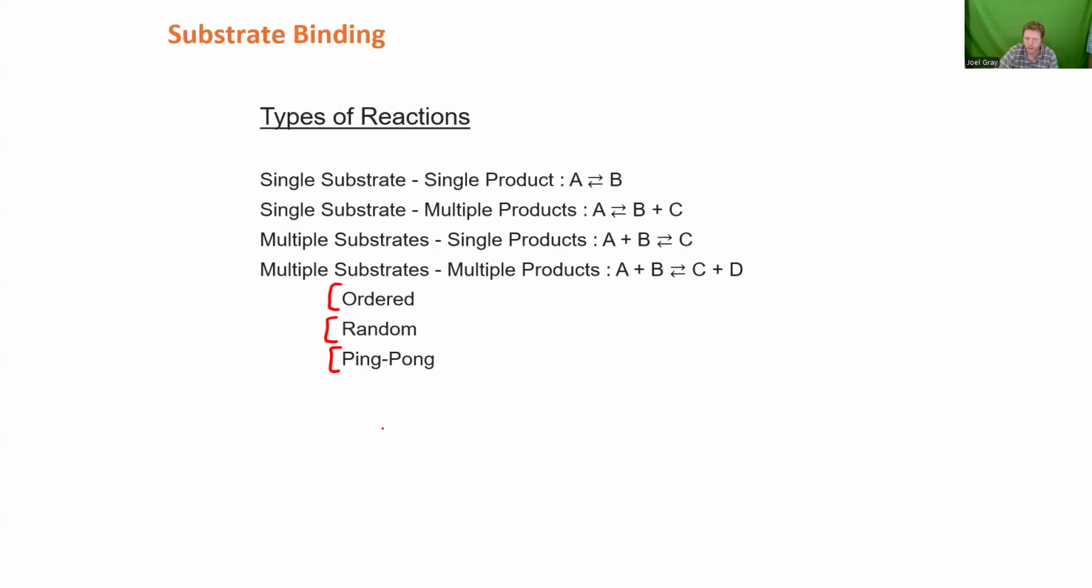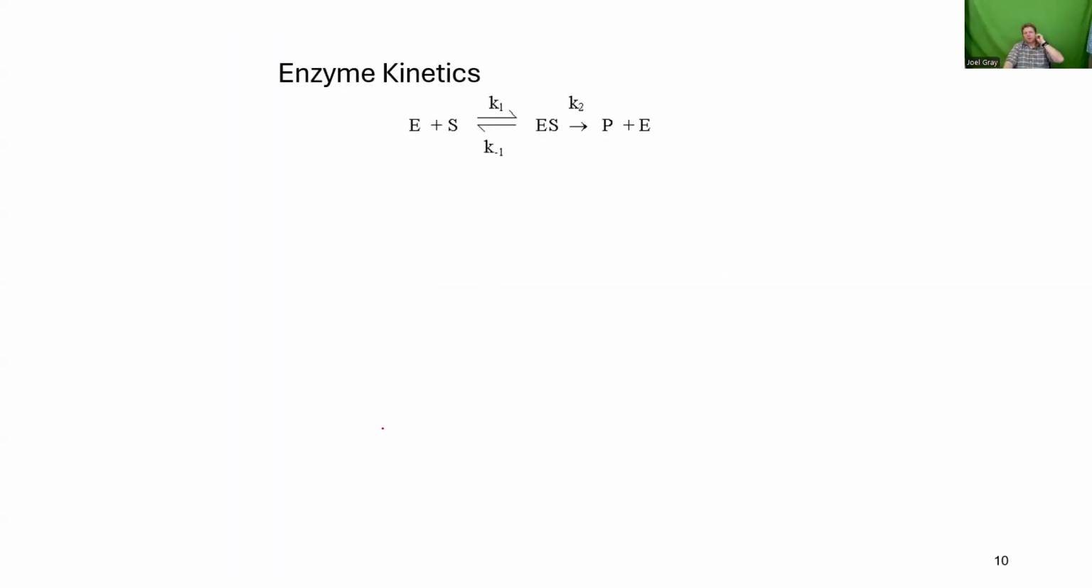Okay, so we're going to get into the ordered, random, and ping pong reactions in just a little while. But before I do that, let's make it as simple as possible and get our fundamentals all shored up. So we have right here that simplified model where the enzyme binds to the substrate, forms the ES complex, forms the product, releases that product, and then reforms the free enzyme.